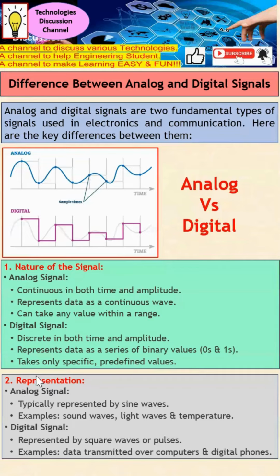Let's come to the representation of signals. An analog signal can typically be represented by a sine wave. As for a digital signal, most of the time it can be easily represented by pulses.